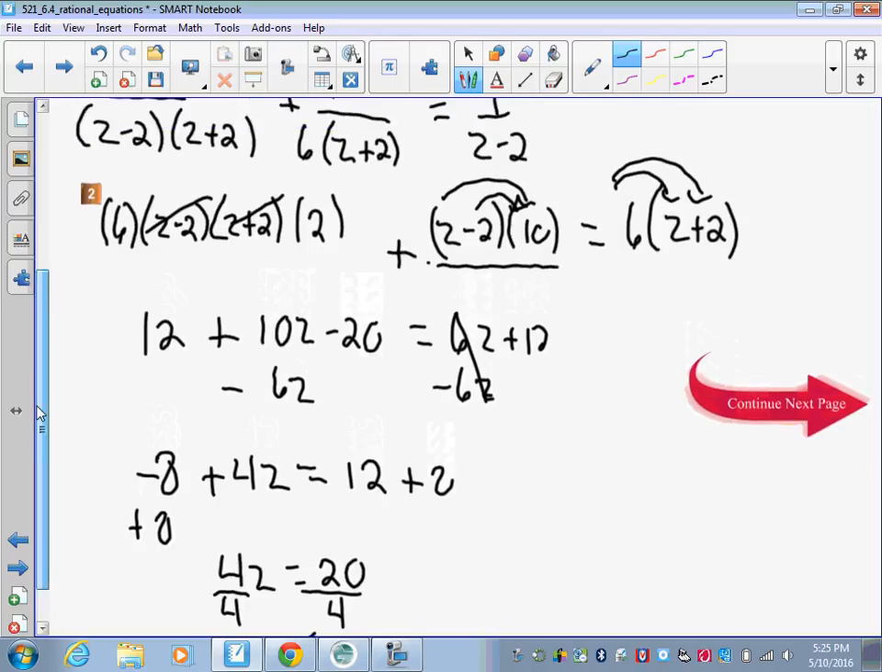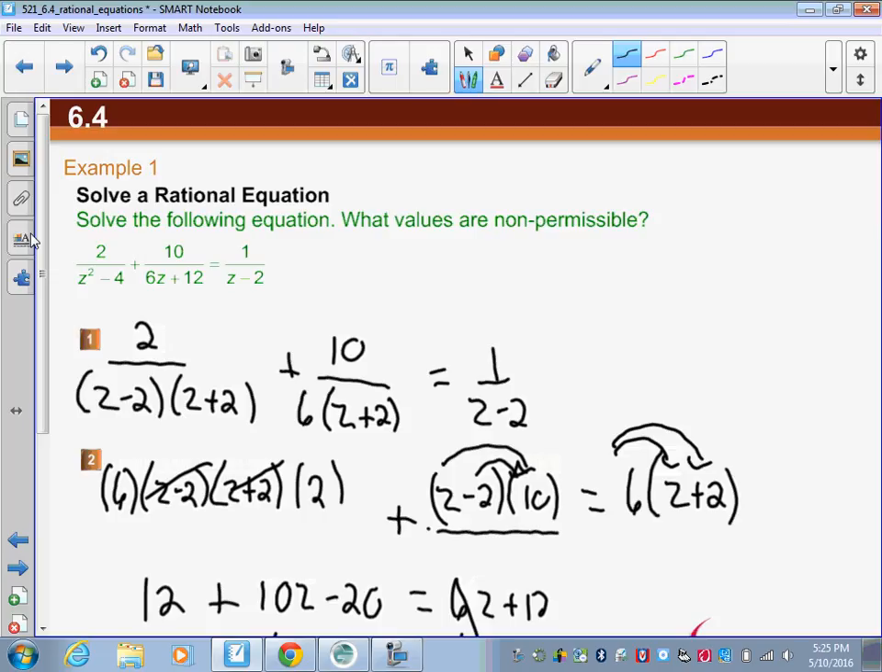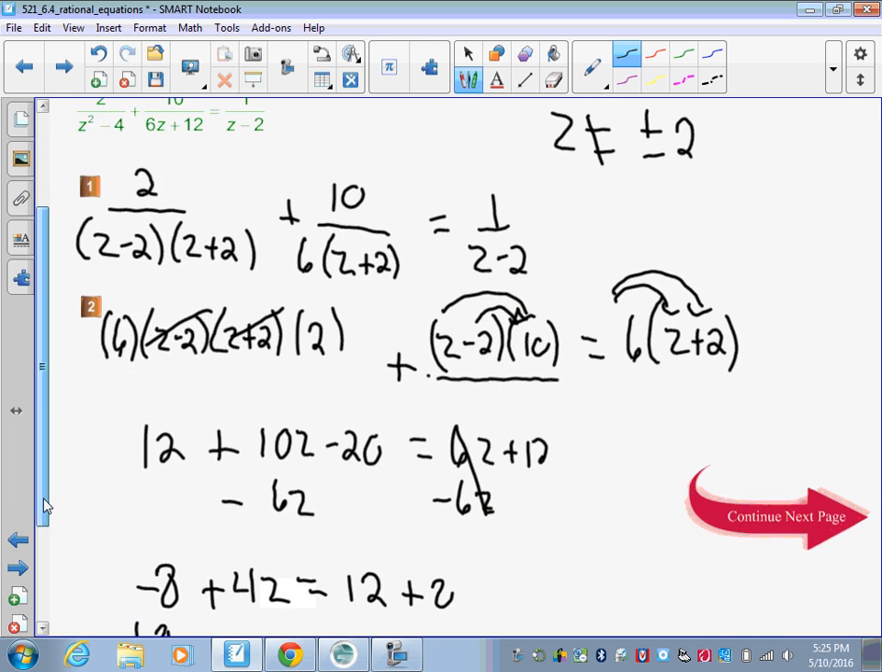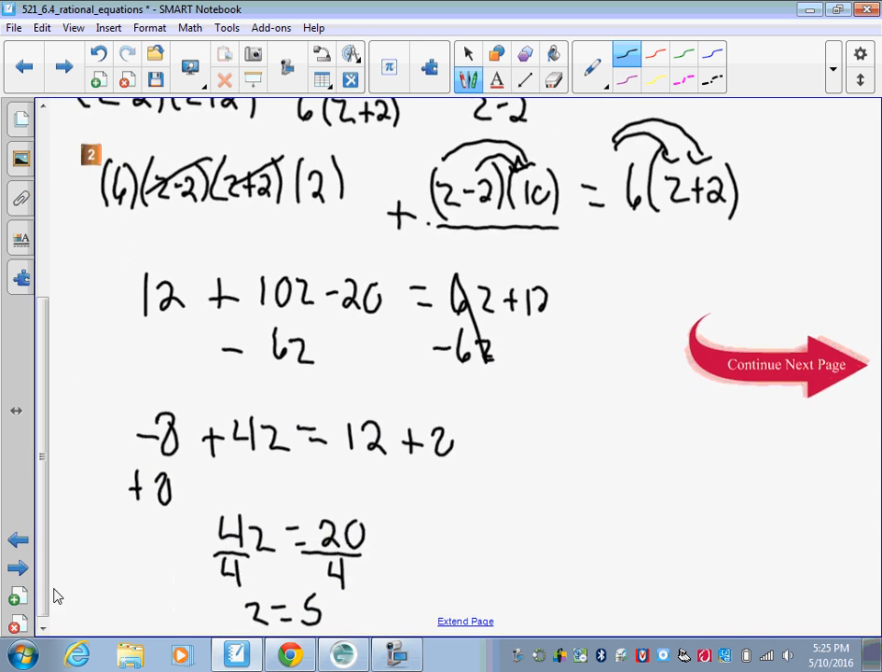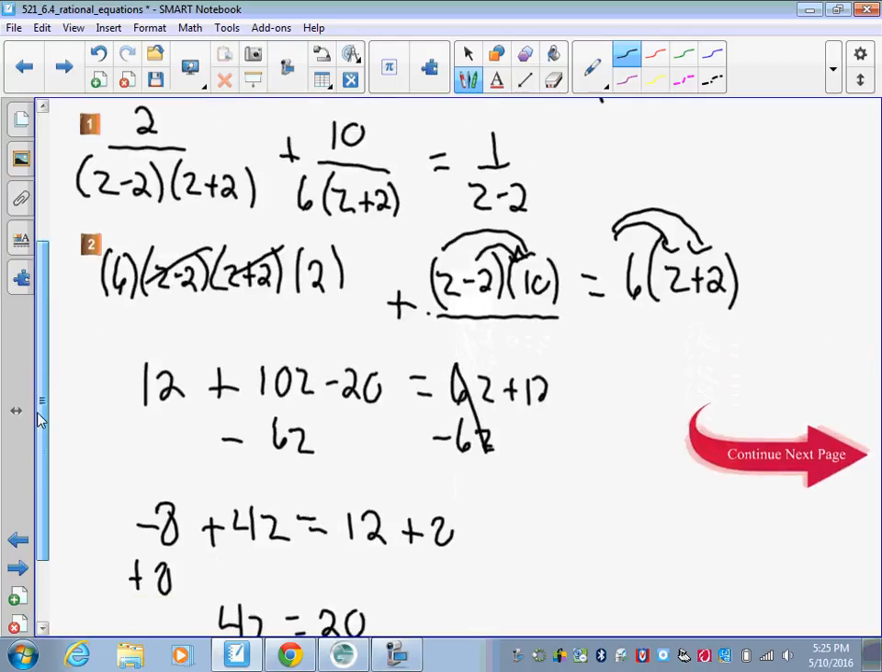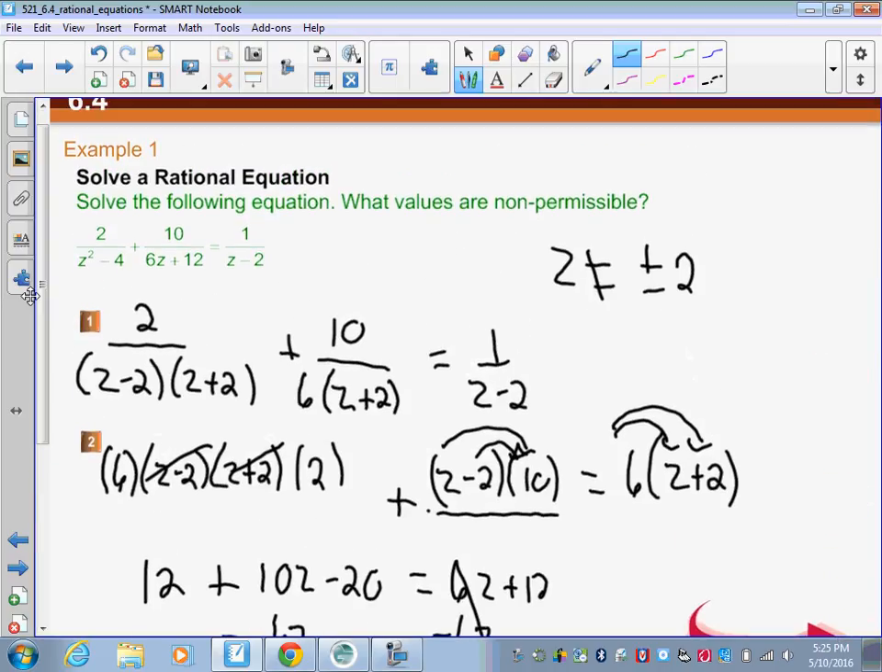Now, just going back here, I should state my non-permissible values after I finish factoring. So z is not allowed to be plus or minus 2. 6 is not a variable, so it's not a non-permissible. The only non-permissibles have to do with the variables, what's going to make the denominator be 0. All right, and so my answer is 5, so I should always double check to see if that works.